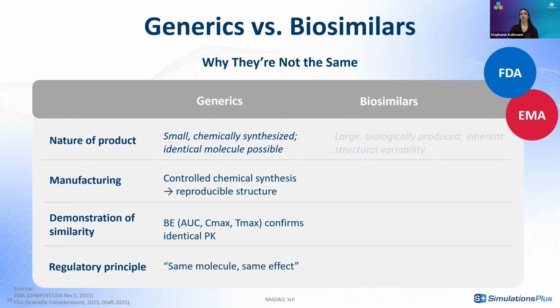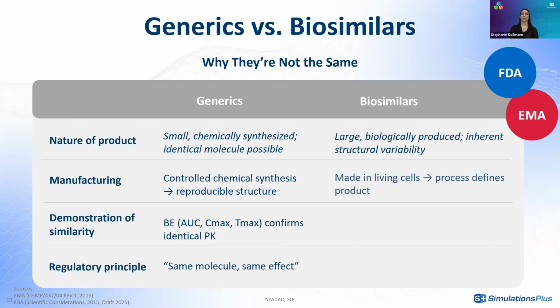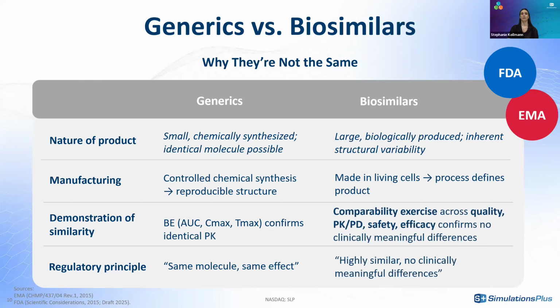Biosimilars, in contrast, are large, complex proteins produced in living cells. The structure and function depend on the manufacturing process, which means two products can never be completely identical. And because of this complexity, a simple bioequivalence study isn't enough. Regulators require this so-called comparability exercise. So while generics prove chemical identity, biosimilars must demonstrate functional and clinical similarity through a much broader stepwise scientific assessment.